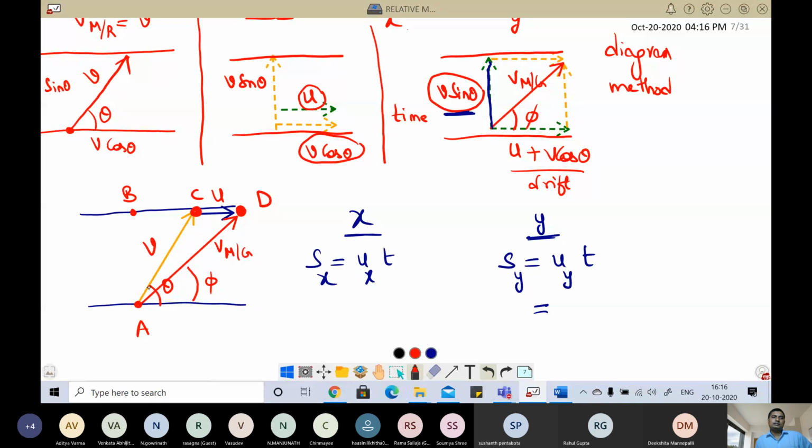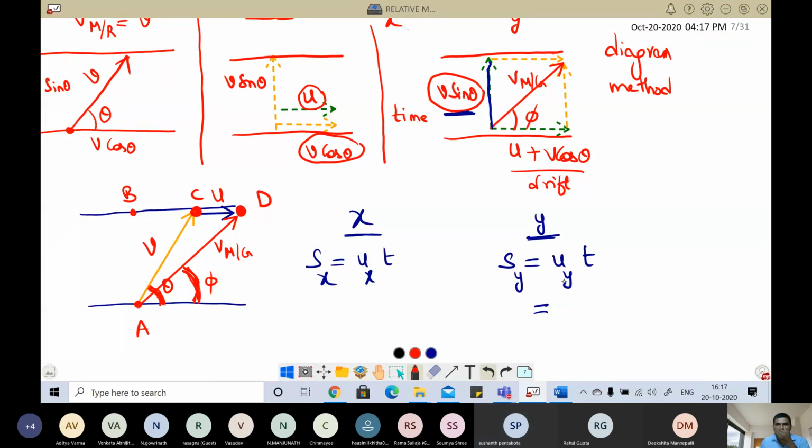There is a difference between this angle theta and this angle phi. Theta is the angle made by the man's effort with the river flow. Phi is the angle made by the velocity of man with respect to ground with the river flow. Did you understand? Yes, sir. Thank you, sir.